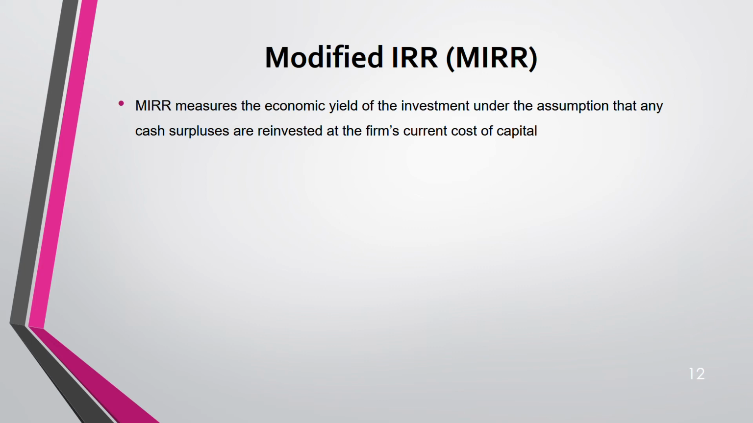What is it? MIRR assumes that cash surpluses are reinvested at the firm's current cost of capital. Net present value also assumes the same, that your cash flows are reinvested at the current cost of capital. Only IRR assumes that they are reinvested at IRR, the internal rate of return. That's why there are limitations. That's why we came up with modified IRR.